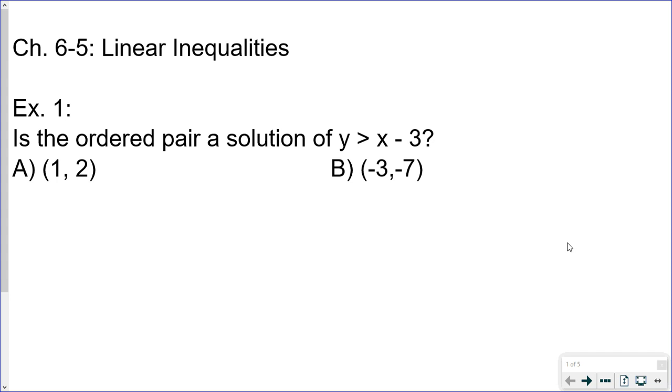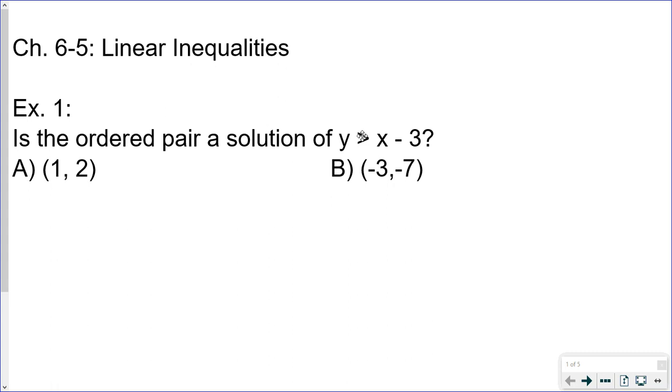This lesson is on linear inequalities. I would assume that you've probably learned about linear equations before this. If not, you probably should review linear equations. The difference between a linear inequality and a linear equation is that instead of an equal sign, you have an inequality symbol. So less than, greater than, less than or equal to, greater than or equal to.